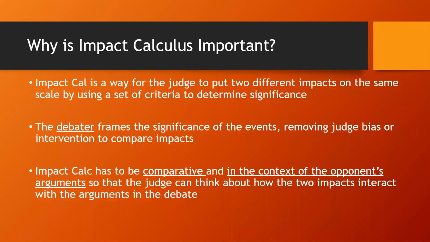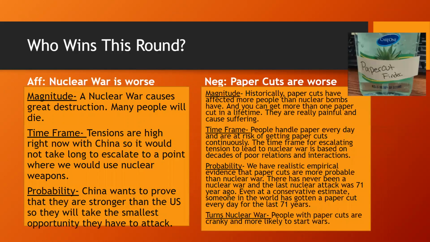Impact calc has to be comparative in the context of the opponent's argument so that the judge can think about how the two impacts interact with the arguments in the debate. So obviously, you have an impact, your opposing team also has an impact. So the judge's job is to differentiate which impact is greater. And that's what impact calculus does for the judge. So let's look at this for an example.